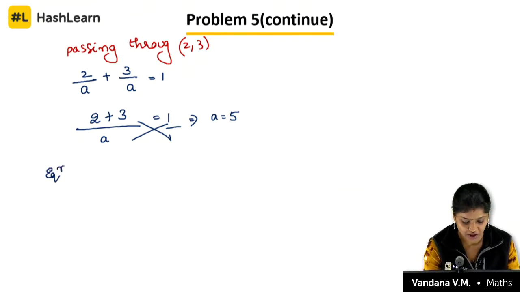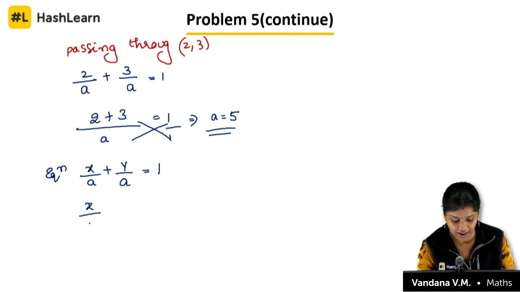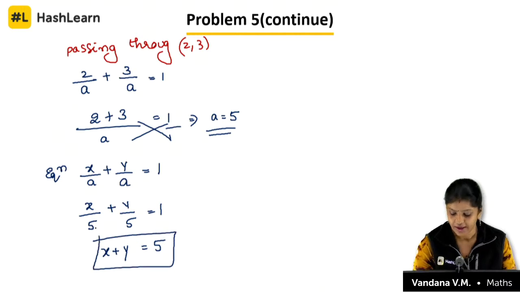What is my equation? x by a plus y by a, because of equal intercepts. Now I know the value of a. Now you replace the a value. x by 5 plus y by 5 is equal to 1, or x plus y is equal to 5 is your equation. Clear children? Any doubts?